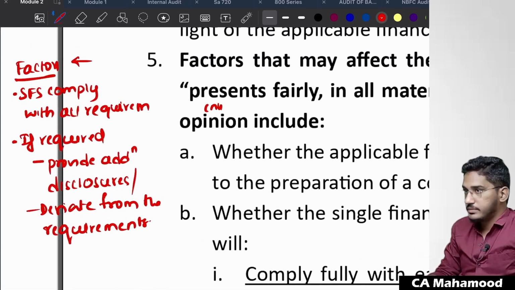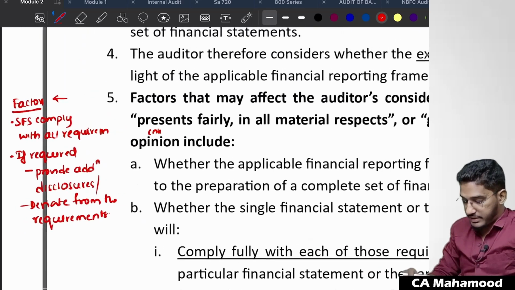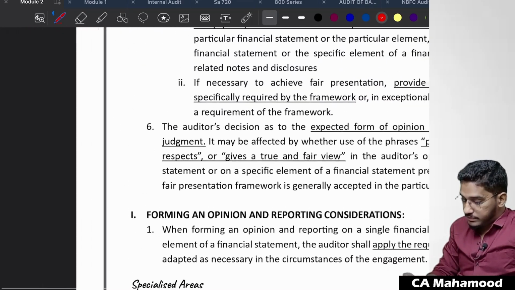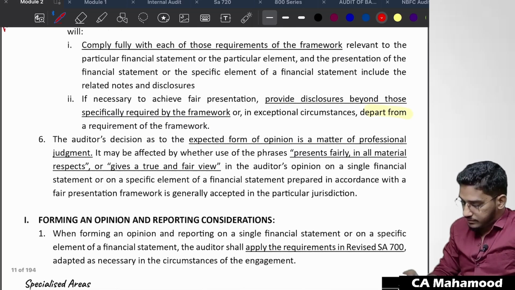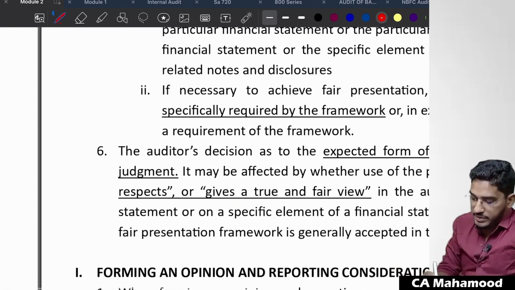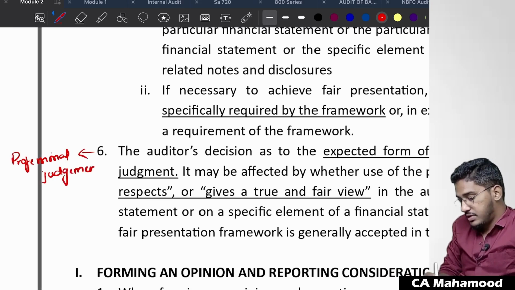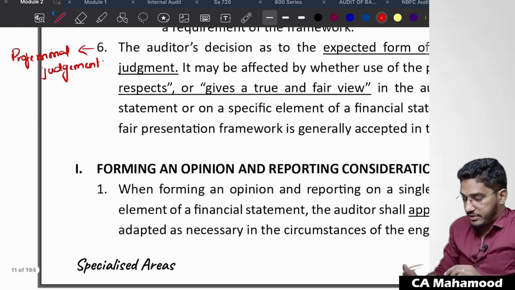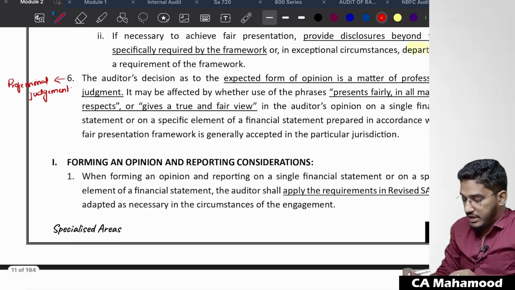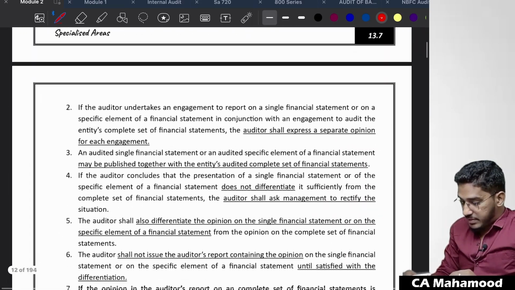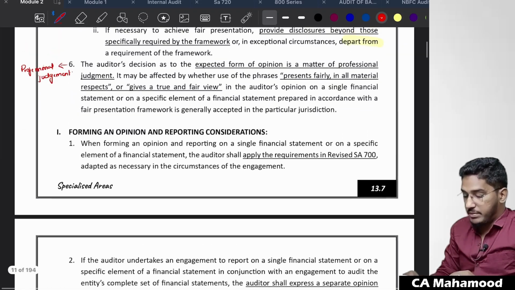Right, perfect. Next, they say here that you completely decide on the basis of professional judgment. The ultimate decision will be taken by the auditor on the basis of professional judgment. Okay, right. Next one. Coming to the next paragraph, it also talks about opinion-related matters only.